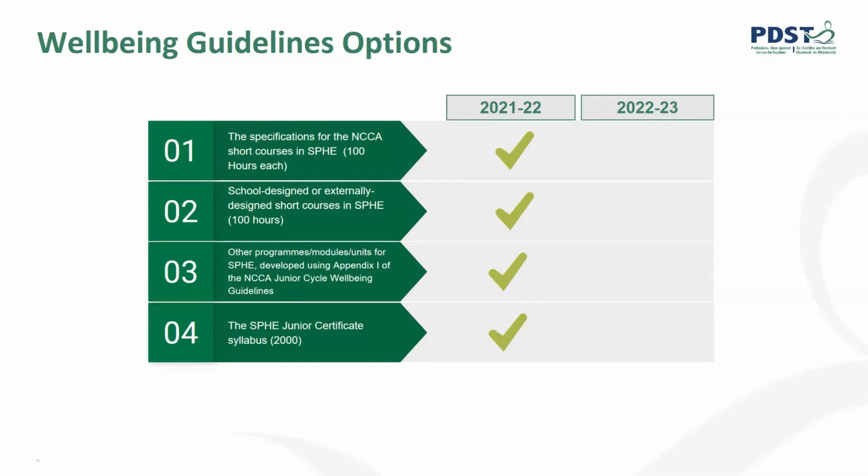It is important to note that from September 2022, the SPHE syllabus will be discontinued. Therefore, options 3 and 4 will no longer be an option for schools from September 2022. This has been highlighted in Circular 5921 on page 4 and again on page 8 of the document. As a result, there will be 2 options that schools can choose from when designing their SPHE programme, Option 1 and Option 2. I will now speak to Option 1.